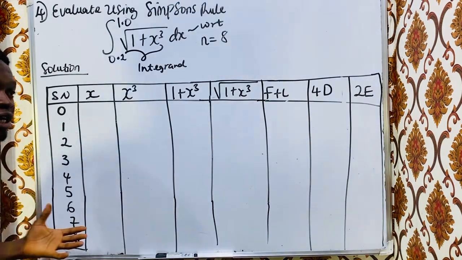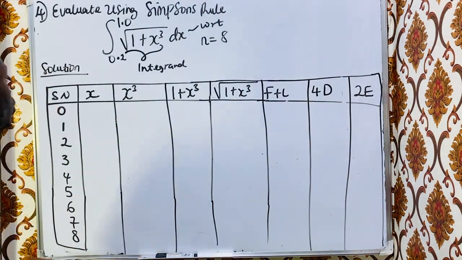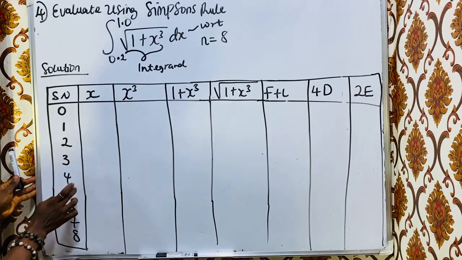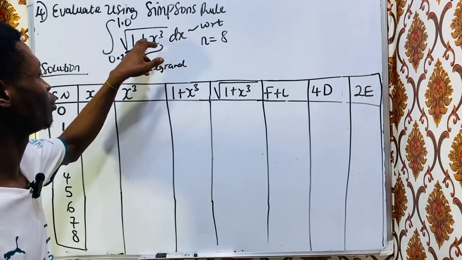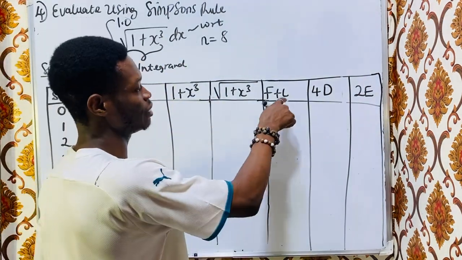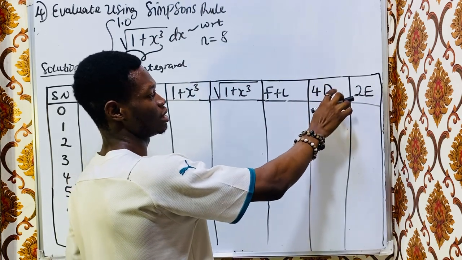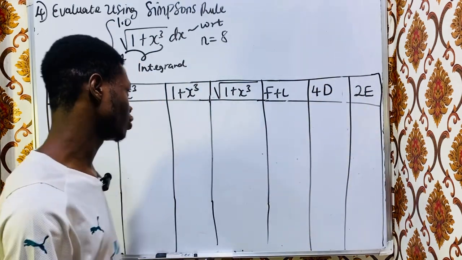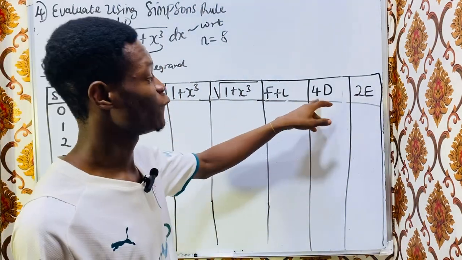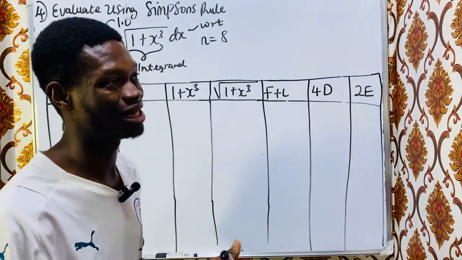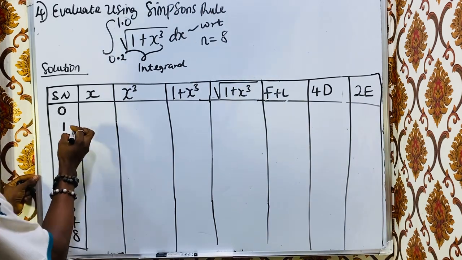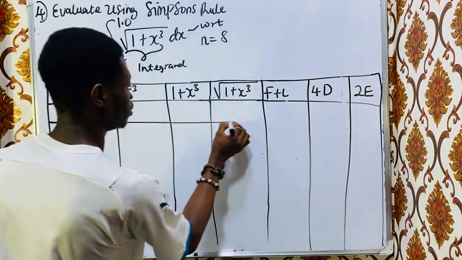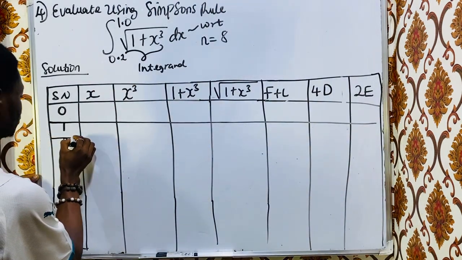So we are going to use all the 9 points in this Simpson's rule. As you can see, it's 1, 2, 3, 4, 5, 6, 7, 8, 9. So we have our x cubed, then 1 plus x cubed, then the square root of 1 plus x cubed. Now, first term plus last term, and 4 times the odd numbers and 2 times even numbers. Some people will decide to do 4 times even numbers and 2 times the remaining odd numbers. It depends on your settings and on the formula you are using. You're still going to get the same answer.